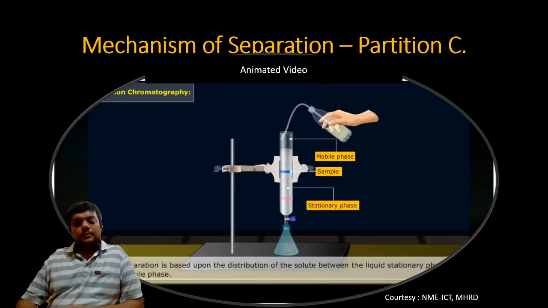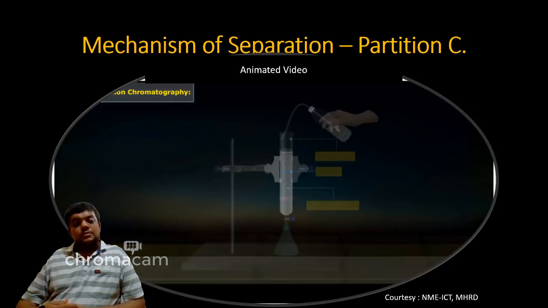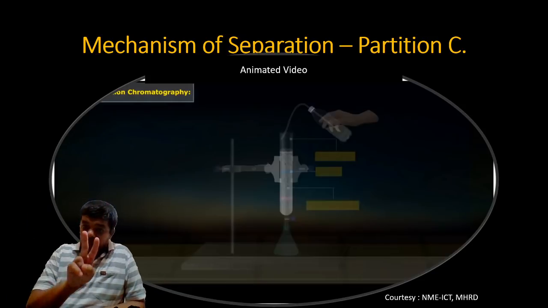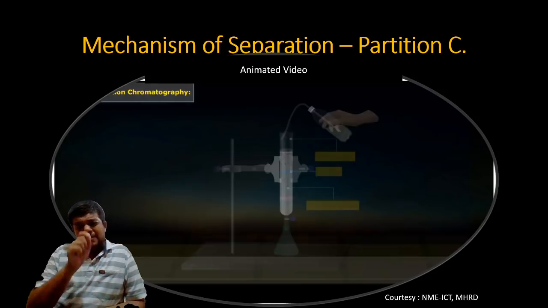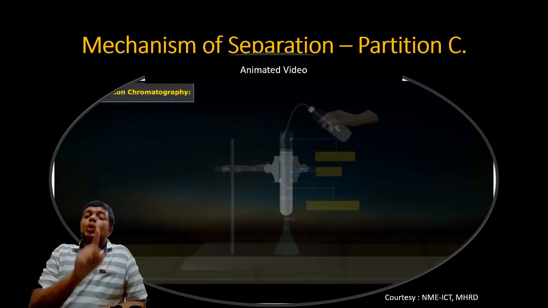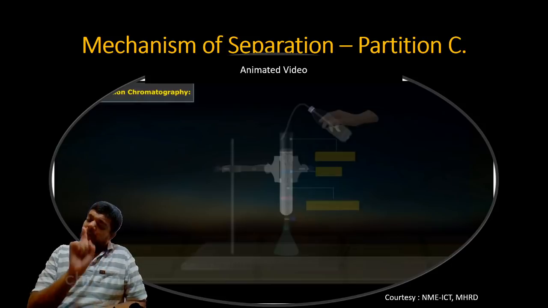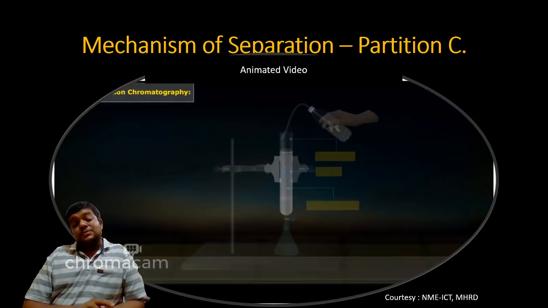In case of partition chromatography, the separation is based upon the distribution of the solute between the liquid stationary phase and the mobile phase. So here you can see that it was the phenomenon of partition, the phenomenon of distribution that happens between two phases, of which one phase is the stationary phase and the second phase is the mobile phase. And what I told you, remember very well, this stationary phase will be a liquid coated on a solid. I am repeating it again, liquid coated on a solid as a stationary phase, especially in partition chromatography, and a solid, especially as a stationary phase in adsorption chromatography.